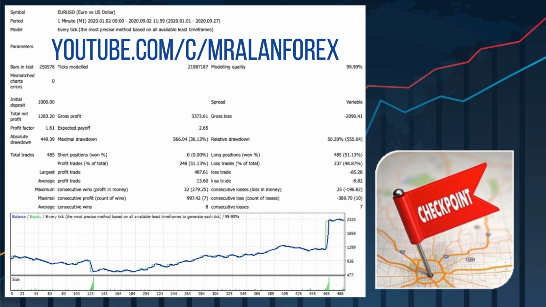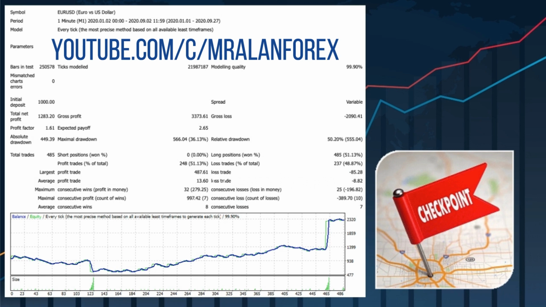Now the drawdown is pretty high for this type of system. It is a grid trading system, like I mentioned at the beginning, and the drawdown is 36%. So not suitable for everybody. You've got to be comfortable with the risks if you want to trade this. 485 trades, of which 51% were profitable.